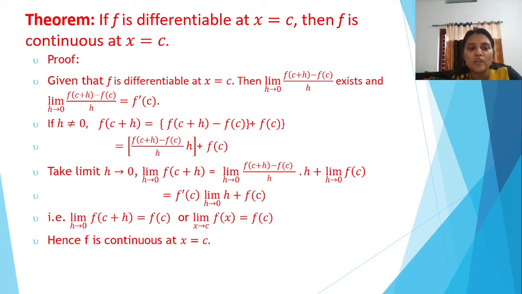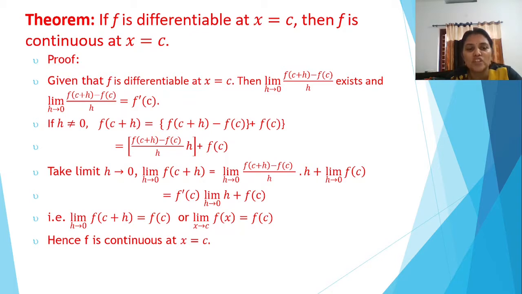If h is not equal to 0, we can write f of c plus h by adding and subtracting f of c: f of c plus h minus f of c plus f of c. This can be written as f of c plus h minus f of c, all divided by h, into h, plus f of c. So we can take the limit as h tends to 0.